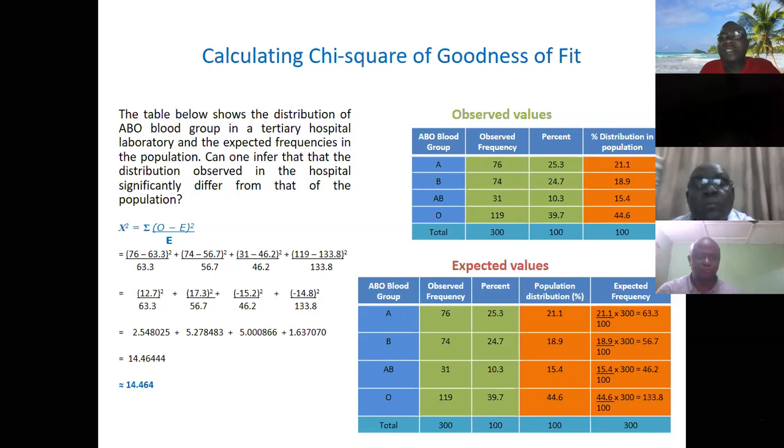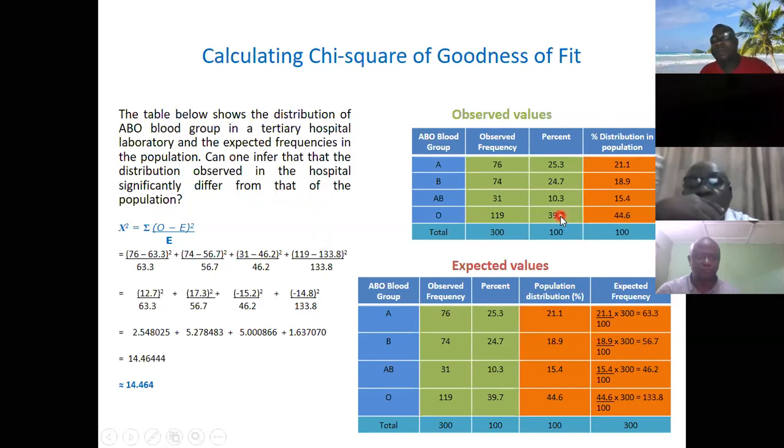So look at this example now. The blood group: the table below shows the distribution of ABO blood group in the tertiary hospital laboratory and the expected frequency in the population. Can one infer that the distribution observed in the hospital significantly differs from that of the population?